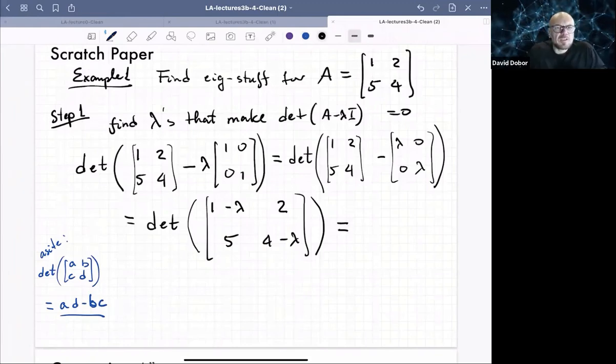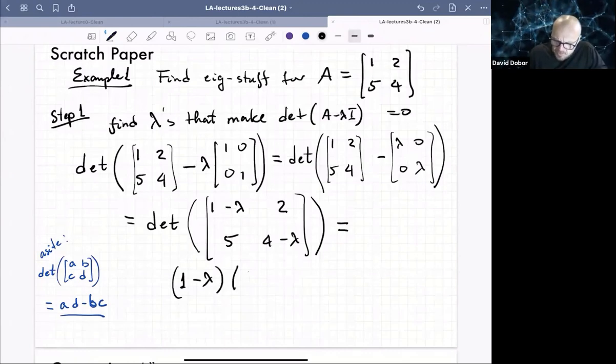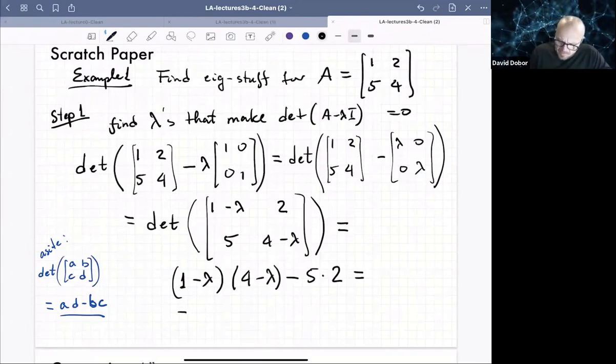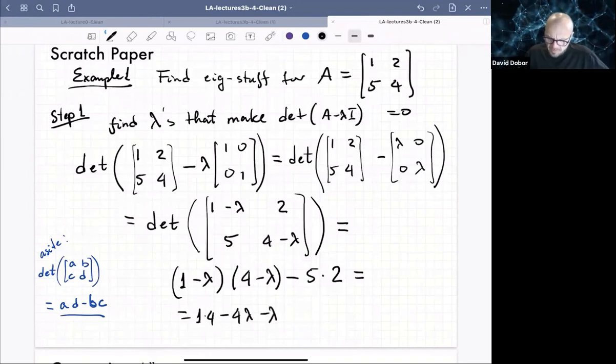Now I have a formula on my cheat sheet. I didn't know it, but I brought it to the exam. So here's the determinant, it turns out to be 1 minus lambda, that's my A, times my D, which is 4 minus lambda, minus B times C, which is 5 times 2. That's my determinant. And this is the same as 1 times 4, minus 4 lambda, minus 1 lambda, plus lambda squared, and this is a 10.